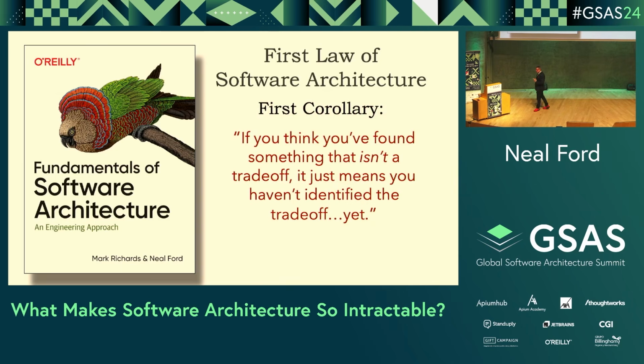But there's a corollary that came with the first book. If you think you found something that isn't a trade-off, it just means you haven't identified what that trade-off is yet. This is true in software architecture, and very often people miss the important parts of trade-offs. Code reuse is a great example of one of those, because, well, code reuse is purely a force for good, right? Because the more we reuse code, that means the less code we have to write, and we're taking advantage of existing assets, and so code reuse is awesome, right?